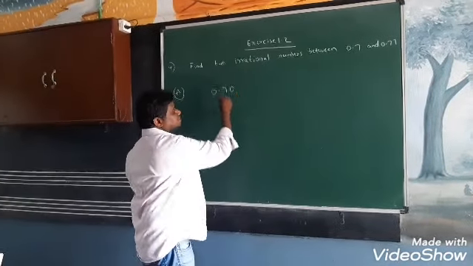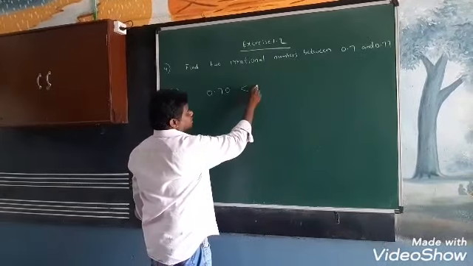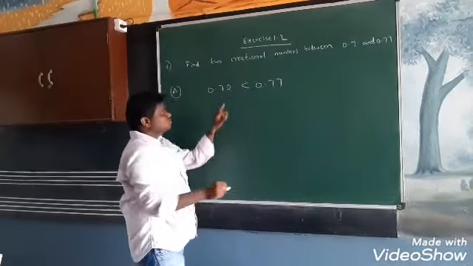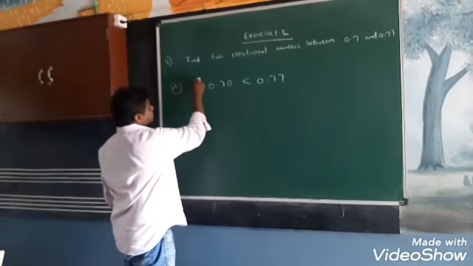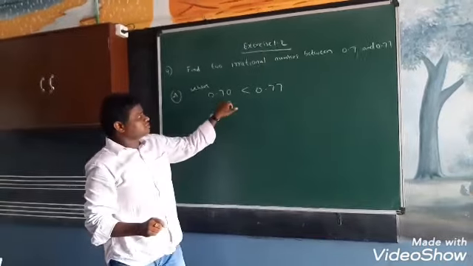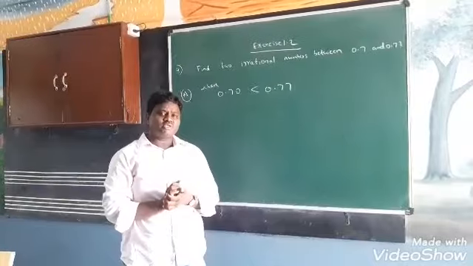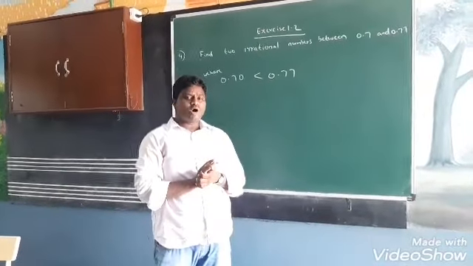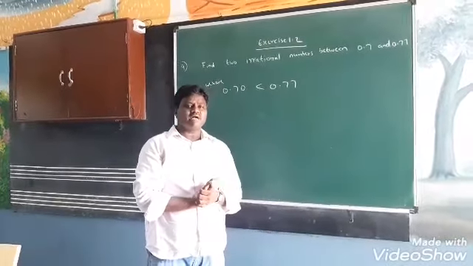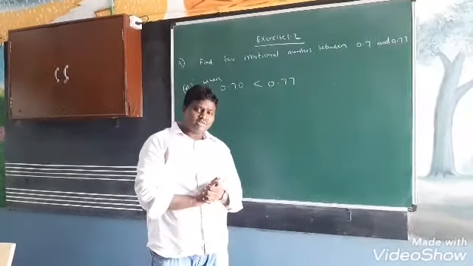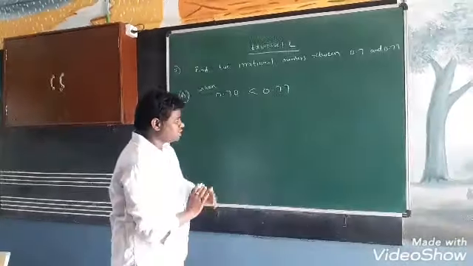That means 0.70. The second rational number is what? 0.77. That means 0.70 is less than 0.77. Already I told, between two rational numbers you are able to insert many irrational numbers. What is the meaning of irrational number? A non-terminating, non-repeating decimal is called an irrational number.